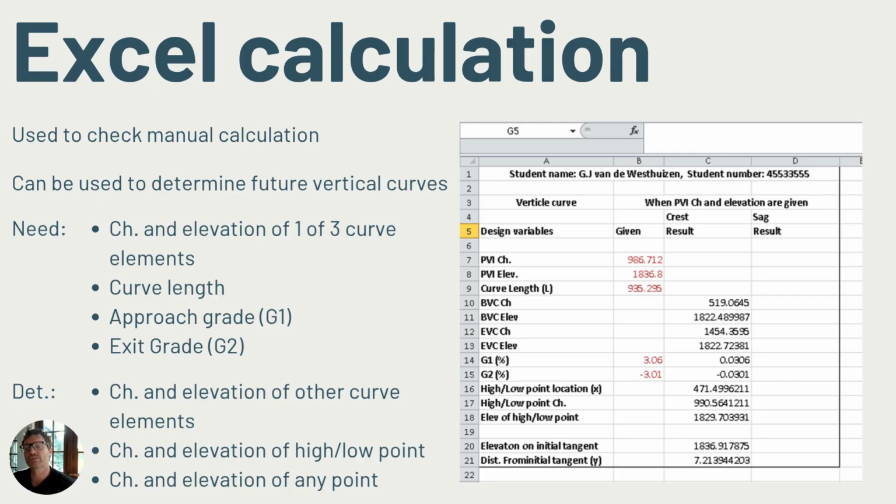The spreadsheet can also determine the distance along the chain, the distance leading to the change in elevation of the high point on a crest curve or the low point of a sag curve. And by inserting any distance for the x value, the spreadsheet will be able to generate the change in elevation of any point along the vertical curve. This will make it easy for surveyors in the field to use it and to map out the vertical curve as they go.